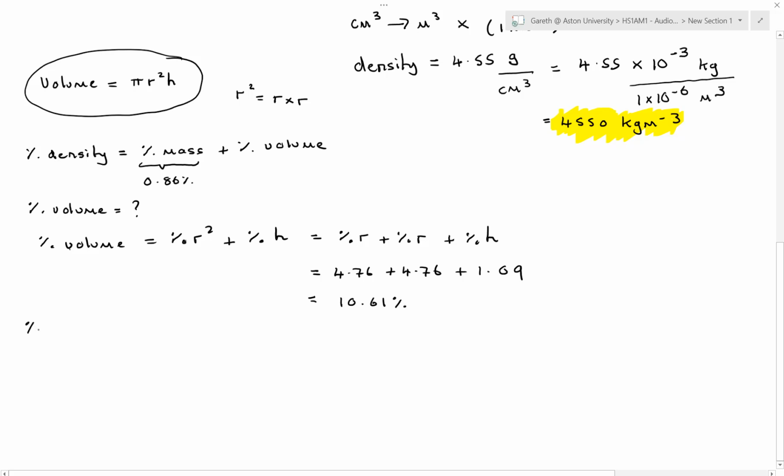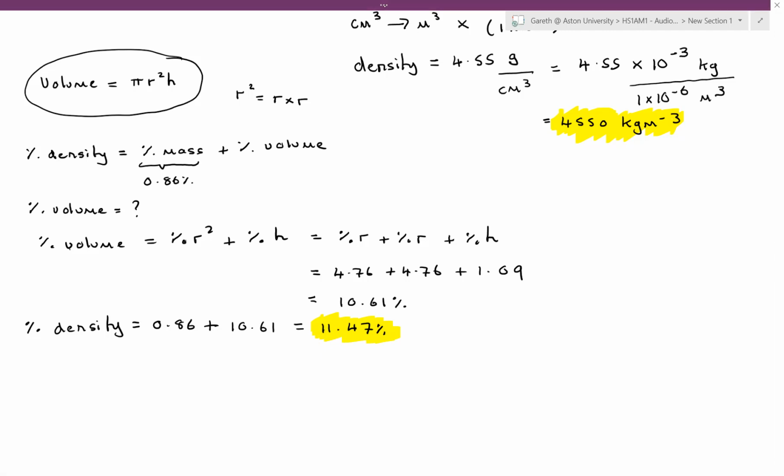Therefore, the percentage uncertainty in the density is the percentage uncertainty in the mass, which was 0.86, plus the percentage uncertainty in the volume, which was 10.61, to give us an overall percentage uncertainty of 11.47%. So that 11.47% is the percentage uncertainty in the density.